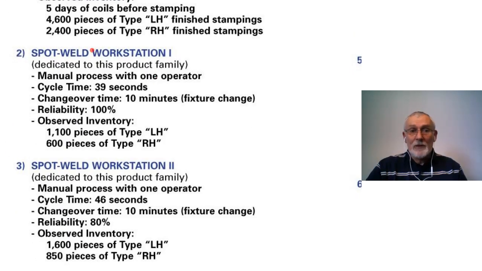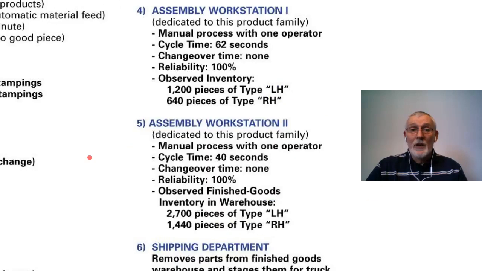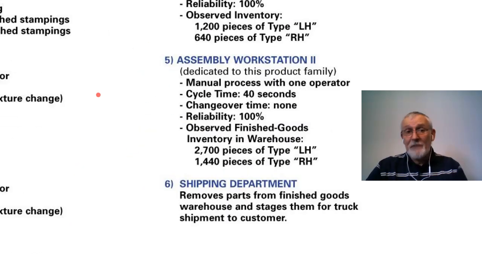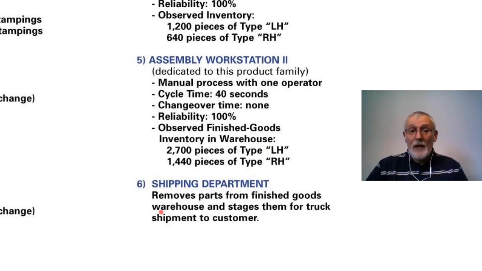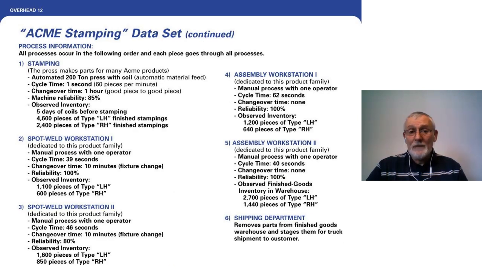Similarly, if we look at the spot weld workstation, we have the same type of information, looking at cycle time, changeover time, and the inventory that was there. Same for the second operation, that cycle time and the inventory that's sitting there. So that process basically continues through the assembly operations as well. And there you have it. We now have pretty much all of the data we require to move forward.